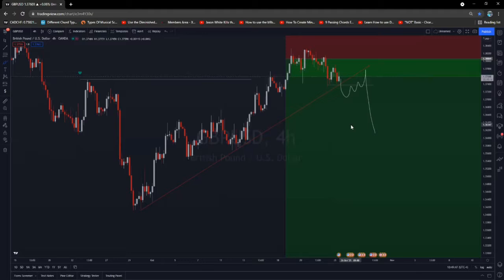By the way, today's still Monday, there's still a long week ahead of us. So all we need to do right now is just apply a bit of patience. But yeah, this is an opportunity to enter on GBPUSD. Let's move on to another pair.